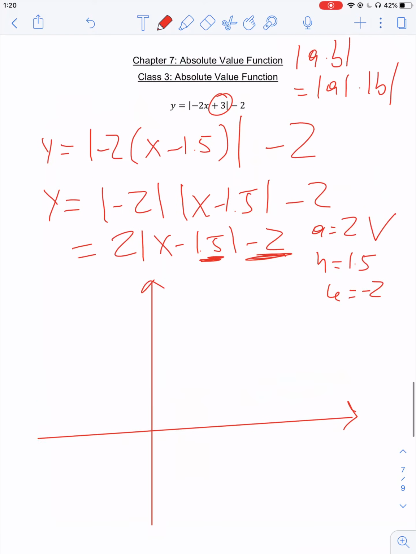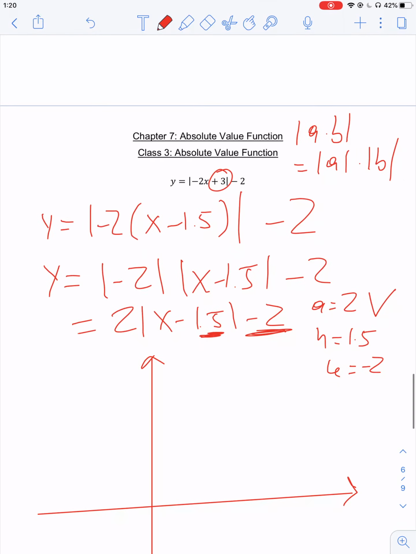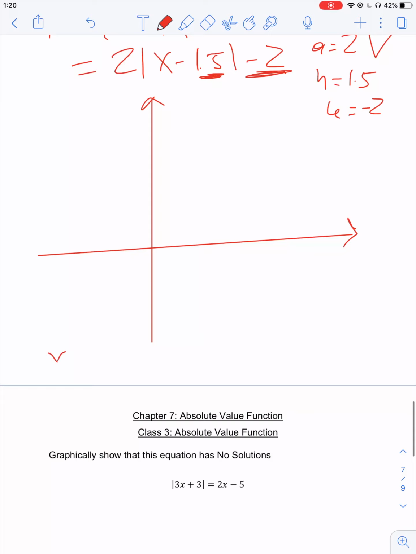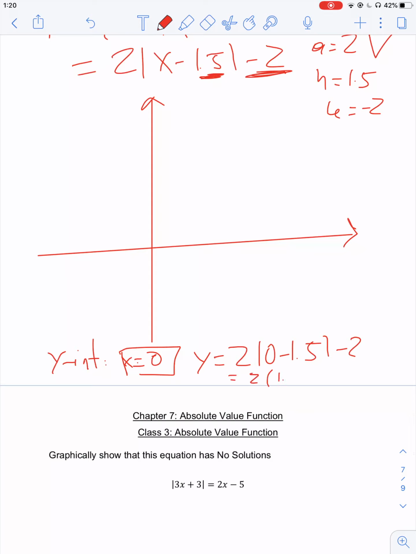So why don't we do that calculation somewhere down here? So y-intercept will be given to you when you replace your x value by 0. So y will equals to 2 times absolute value of 0 minus 1.5 minus 2. So this will just become 2 times 1.5 minus 2, which is just 3 minus 2, which is just 1. Okay.